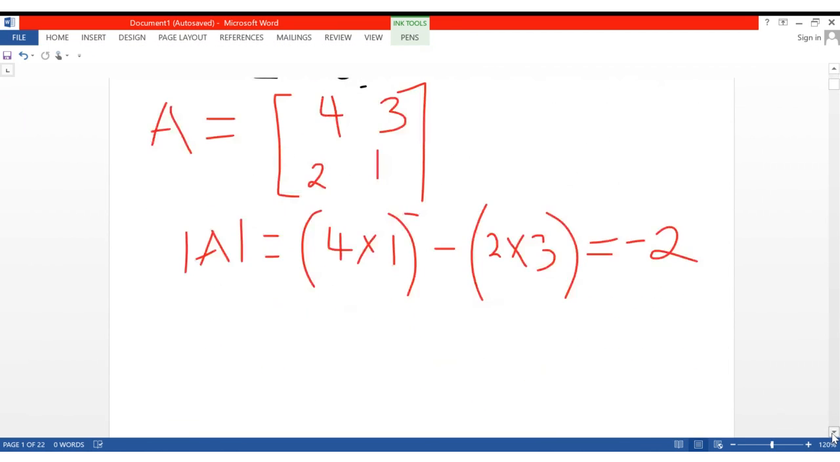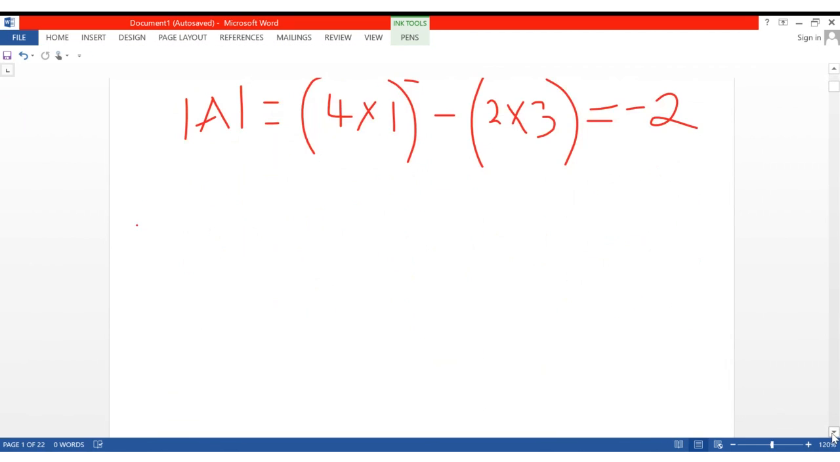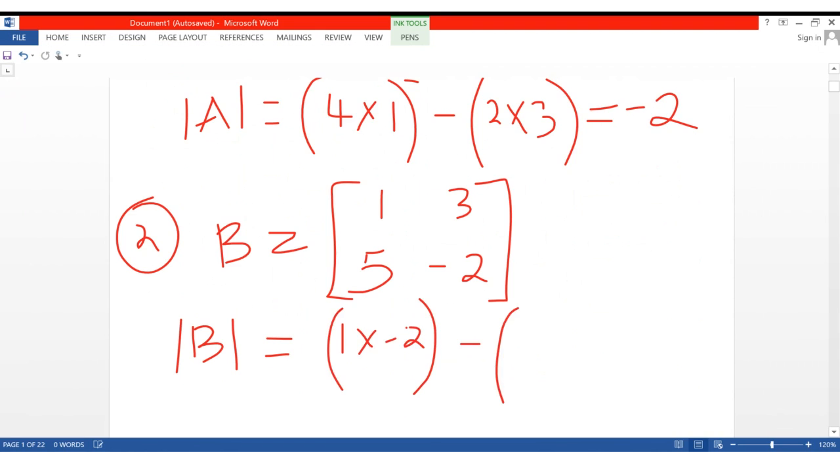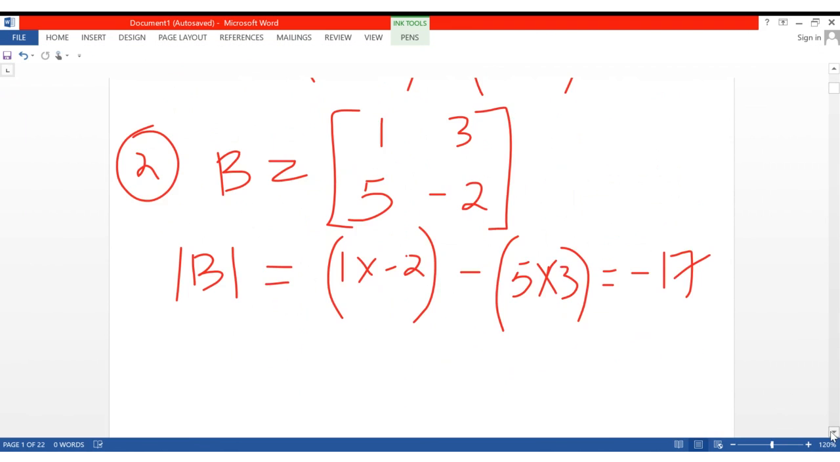If I want, I can do another one, number 2. Let's say B equals 1, negative 2, 3, 5. The determinant will be given by 1 times 5 minus negative 2 times 3. So we are calculating the determinant of a 2 by 2 matrix.